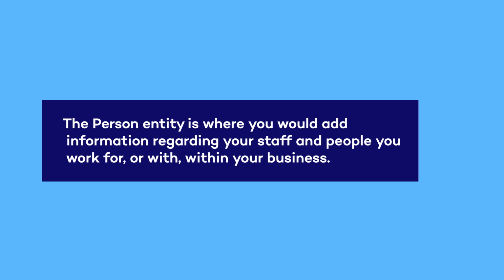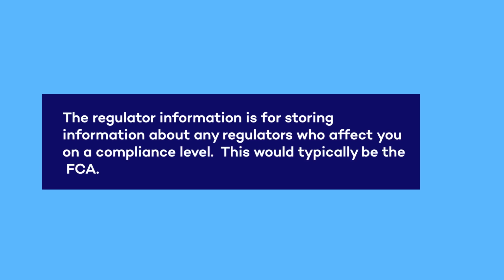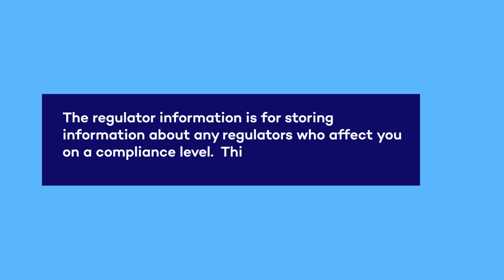The person entity is where you would add information regarding your staff and people you work for, or within your business. The regulator information is for storing information about any regulators who affect you on a compliance level. This would typically be the FCA.